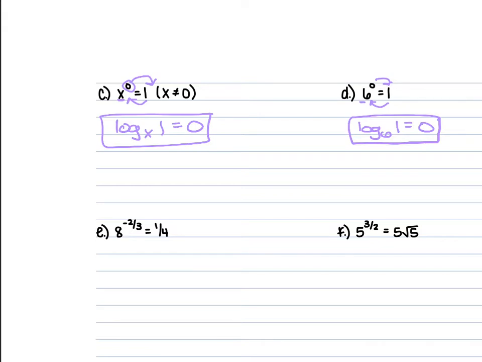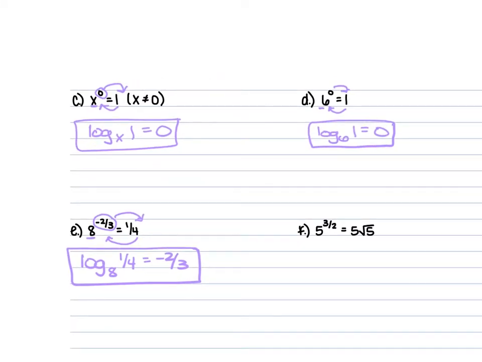For e, we have 8 to the power of negative 2/3 is equal to 1/4. So this negative 2/3 is going to go to the answer. The 1/4 is going to come to the opposite side of the equal sign. That 8 is going to become a subscript of the 8. So log 8 of 1/4 is equal to negative 2/3. You're just rearranging your orders here and putting in that log.